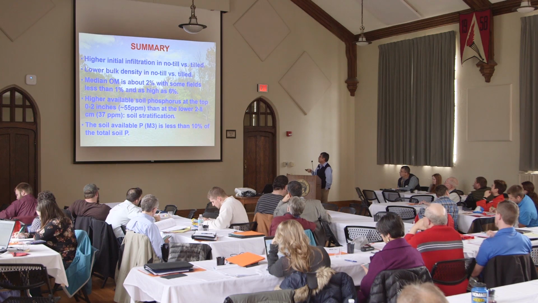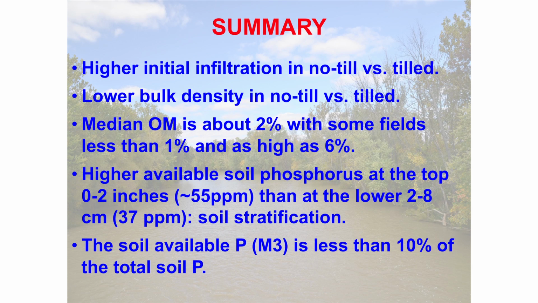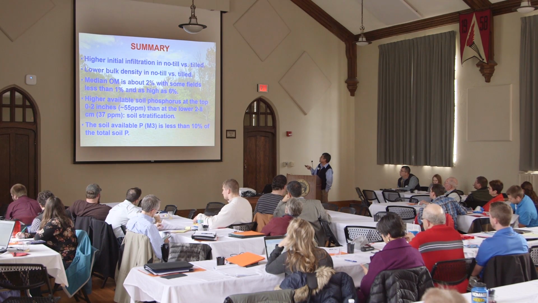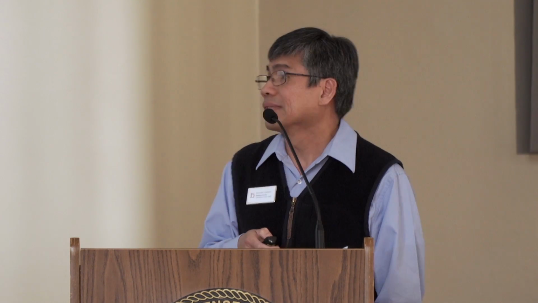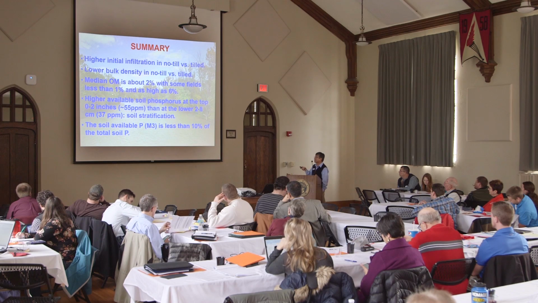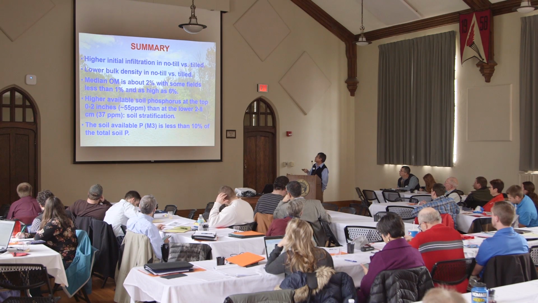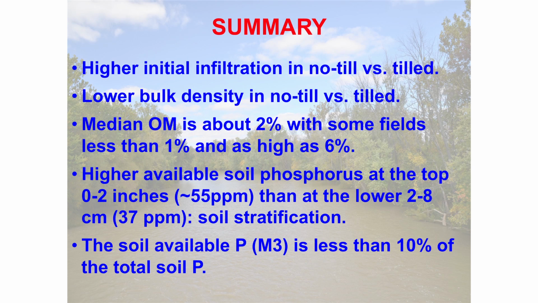So, as a summary, available P is less than 10% of the total soil P, and there is soil stratification. I'm not sure if I showed the organic matter, but the organic matter is about 2% across the soils that we sampled, and there were some soils that are less than 1%, and some as high as 6%. And of course, there's a lower bulk density in no-till, and again, higher infiltration in no-till versus tilled soil.